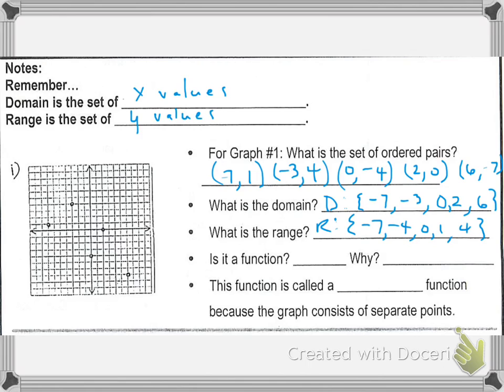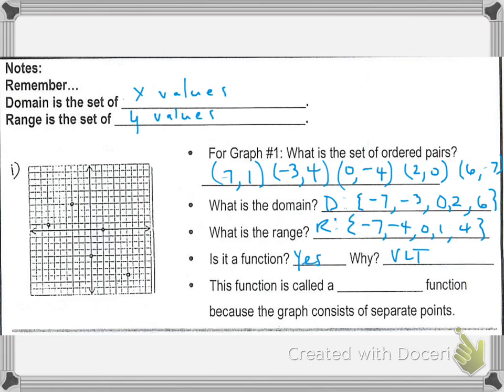Is this a function? Yes. Why? It passes the VLT, or the vertical line test. So what Nathan's saying is if I draw a vertical line through these points, there's not going to be a vertical line that has more than one point on it. Or also, what's the other reason? Think back to what was a function. How do we know something's a function? The x's don't repeat, right? Look at your x values. They're all different. So that's how also you know that it's a function.